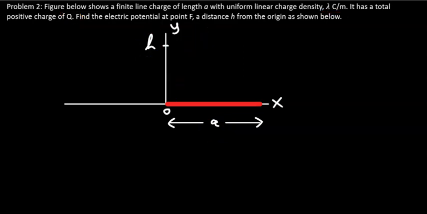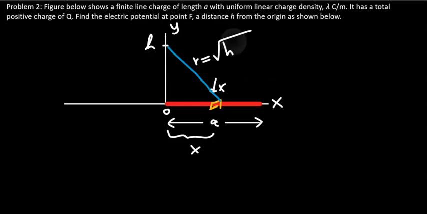We do the similar trick as before. We divide up this entire line charge into very tiny segments. So let's assume that the length of the segment is dx and the position is at a distance x from the origin. Now, the distance between the segment and the point of observation, F, is quite simply, let's call it r, and by Pythagoras' theorem we know r is the square root of h squared plus x squared. So x squared plus h squared, square root of that will give you this diagonal distance.